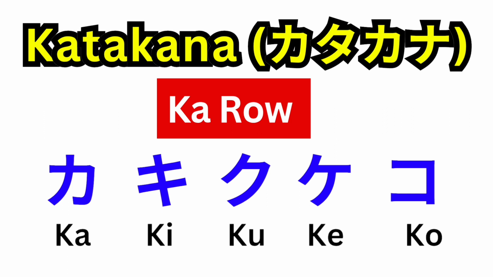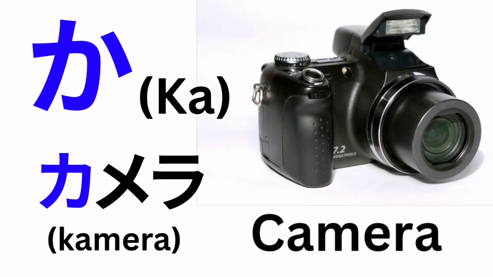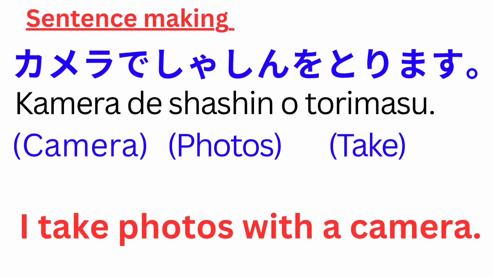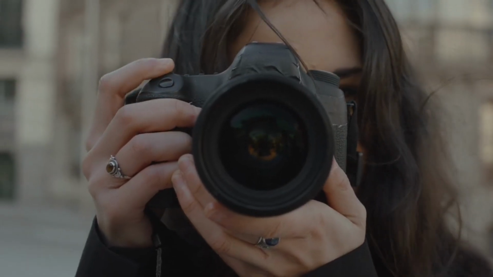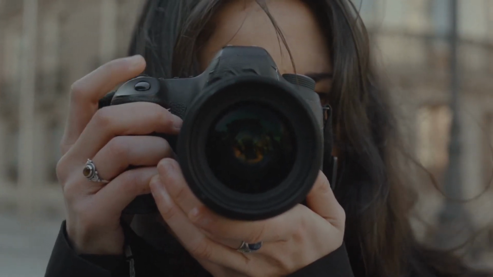Today we are going to learn the ka row of Katakana. Ka, ki, ku, ke, ko. First one, ka. Pronounce ka. Example word, camera. Camera means camera. Example sentence, camera de shashin wo torimasu. Meaning, I take photos with a camera. Camera de shashin wo torimasu.